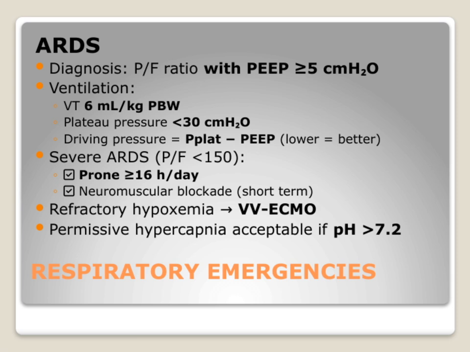When hypoxemia becomes refractory, meaning it doesn't improve with standard measures, VV-ECMO may be necessary as a rescue therapy. Interestingly, permissive hypercapnia, allowing higher levels of carbon dioxide, is acceptable as long as the pH remains above 7.2 to avoid further lung injury. Now, shifting gears to respiratory emergencies, understanding these foundational concepts helps us better manage critical situations, ensuring we tailor our interventions to improve patient outcomes effectively.